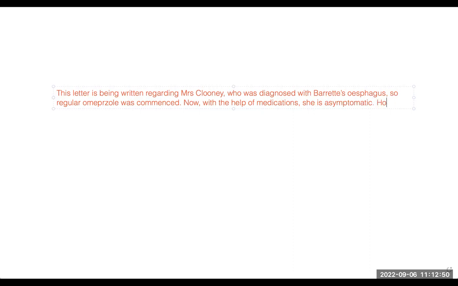However, don't use but. OET says don't use but, then there is a full stop. So you need to use a complex connector, that is however. However, she doesn't want to continue the medication for the rest of her life.